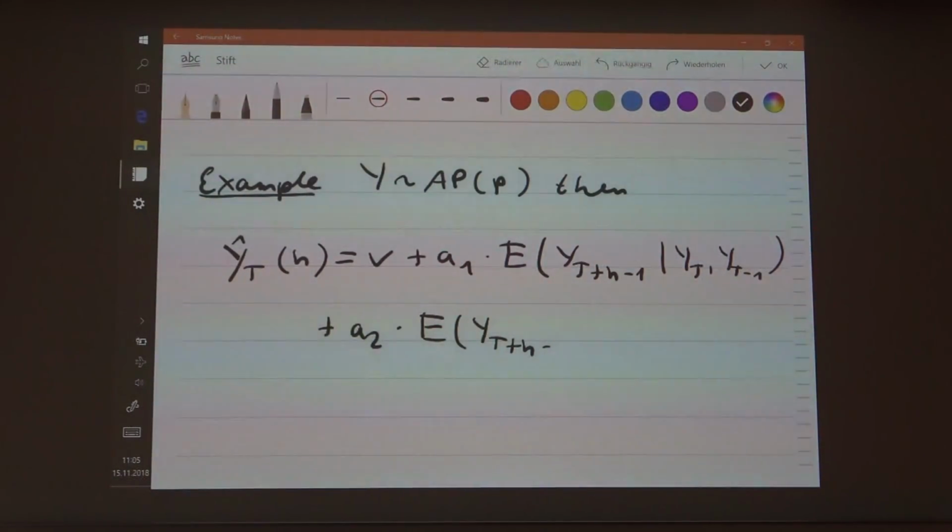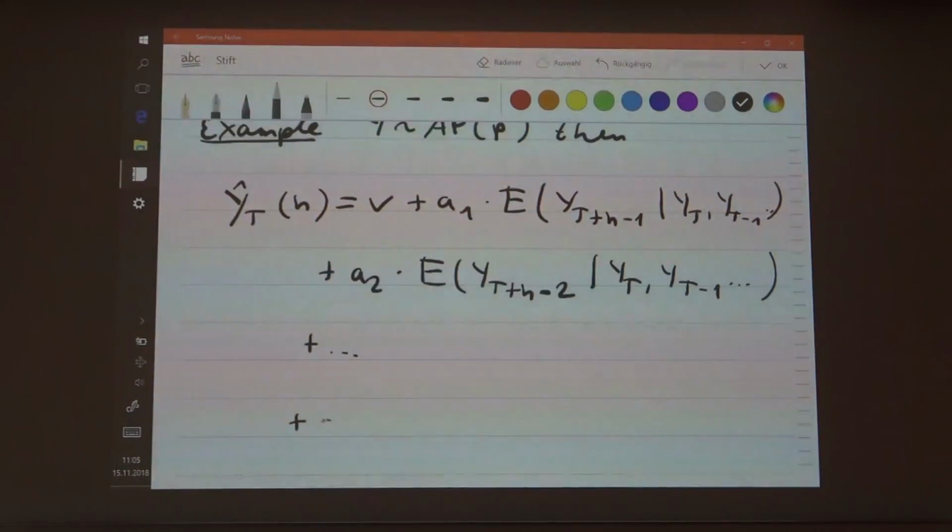Okay, so at time h minus 2, of course, given the past of the process, so y_t, and then you have y_{t-1}, and so forth. And then the last term will be equal to a_p times the expectation. So here you have the expectation of the process at time y_{t+h-p}, given the past of the process at time t.